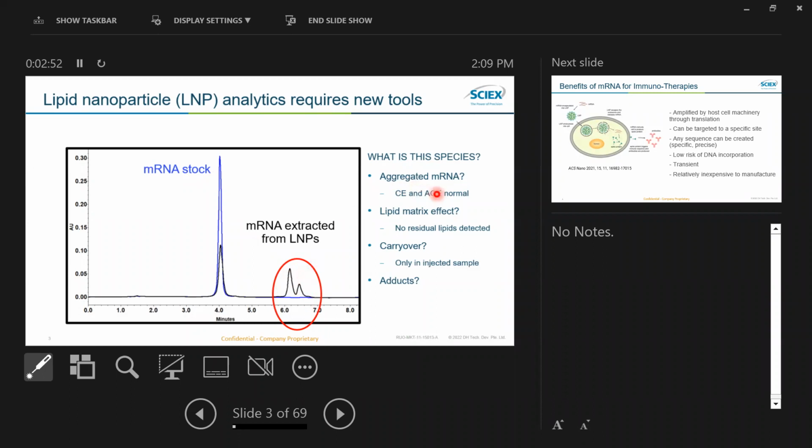So, for example, is this aggregated mRNA? If you do gel electrophoresis or capillary electrophoresis, size-based techniques, these species did not show up, so there wasn't a significant size component to it. The lipid matrix effects: no residual lipids are detected. Carryover: not observed in blanks, only in the injected sample. So again, what is happening? Why are these peaks showing up?